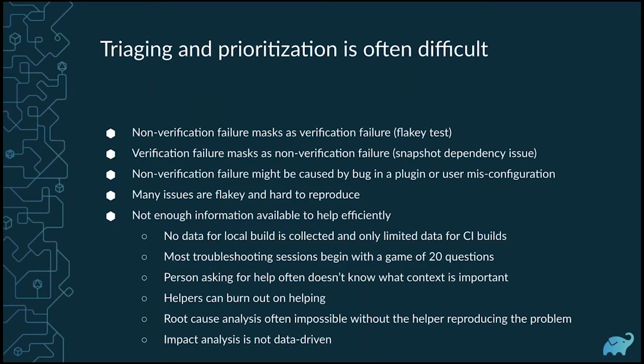Triaging and prioritization is often very difficult, for various reasons. One is that non-verification failures masquerade as verification failures, for example a flaky test. The developer looks at it and says, oh, my test failed. Other less common, but still they happen: verification failures masquerade as non-verification failures. Let's say a snapshot dependency issue. You think something must be wrong with the build. It worked 5 minutes ago, now the build is not working. You think it's a non-verification failure, but actually a new snapshot dependency version was picked up.